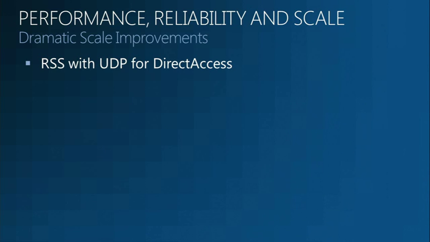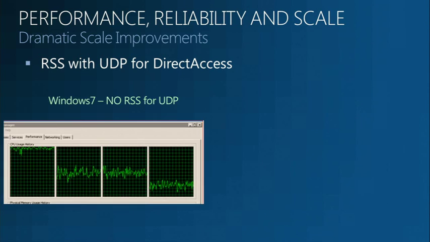The first thing we've done is implement receive-side scaling. So we now support RSS using UDP for DirectAccess. This is a quick Task Manager snapshot of what that looks like. This is an example of a relatively loaded DirectAccess server, showing 4 cores, probably 4 hyper-threaded cores. What's happening is we're getting this really uneven CPU load where you've got one core not doing anything and you've got one core just getting worked. That's because receive-side scaling doesn't exist in the Windows 7, 2008 R2 era.